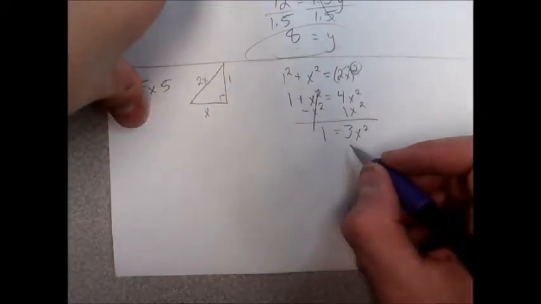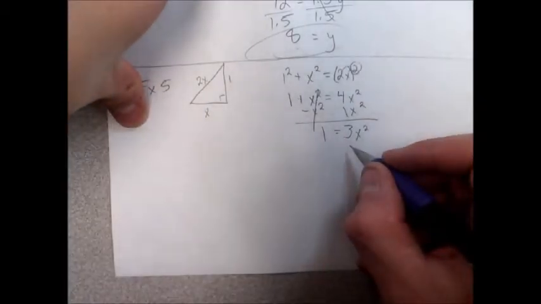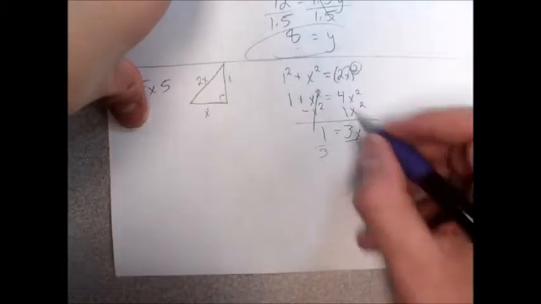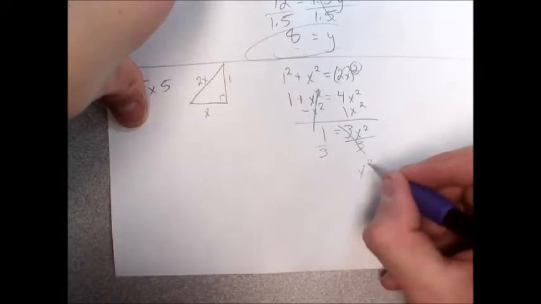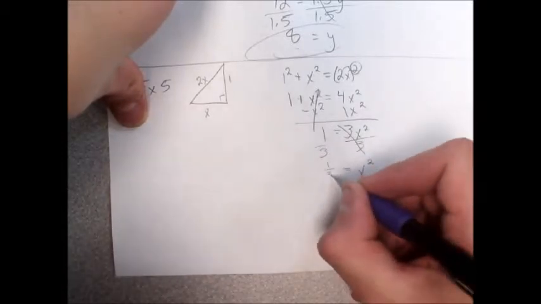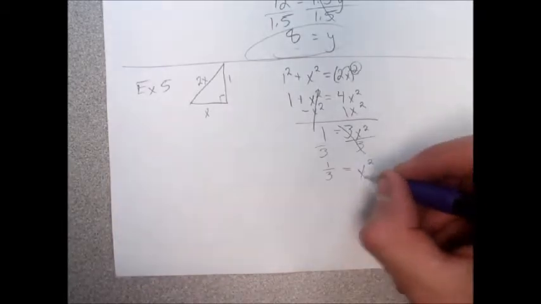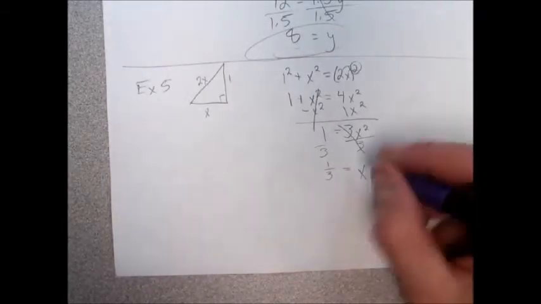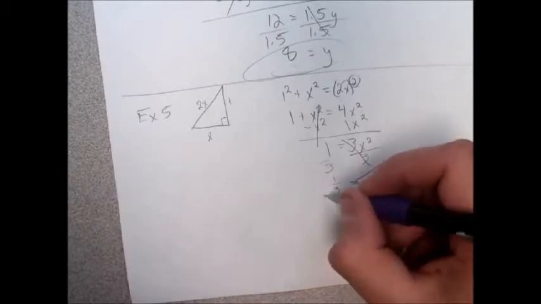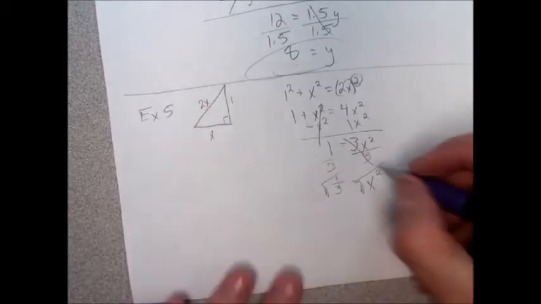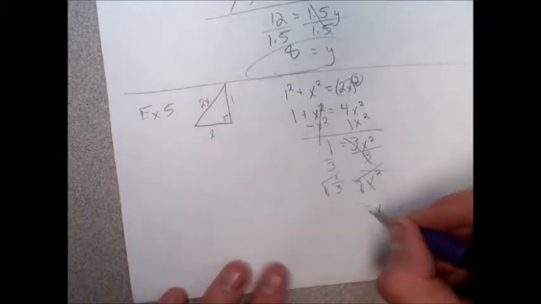How do I get rid of the 3? Divide by 3. So I divide by 3 on each side, right? So now I have x squared equals 1/3. Now how do I get rid of the squared? Square root. This is a crazy problem. So I take 1/3, I square root it, and I get some really tiny answer, I'm sure of it.